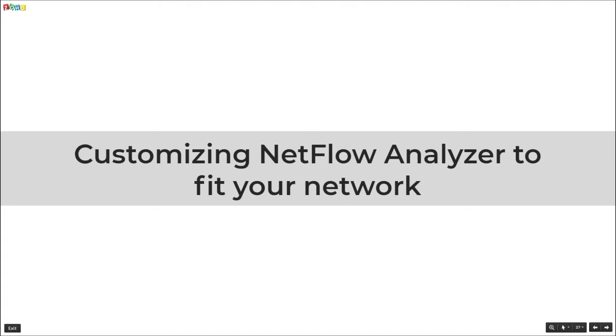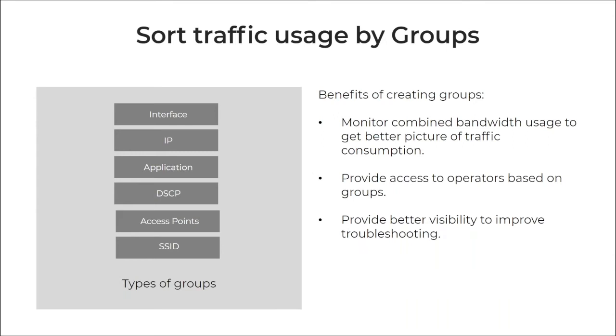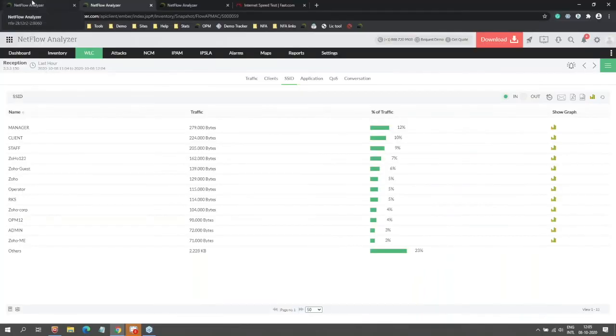Coming to the next topic, which is customizing NetFlow Analyzer to fit your network. How do you do that? First, understand how you can categorize your daily traffic usage. You can do it based on your departments. You can do it based on your branches if you have multiple sites. You can even do it based on subnets, or application-based, or VLAN-based. So there are different grouping technologies available. As I said, you can sort traffic by the different groups that we have within our product. I'll show you how the grouping works.